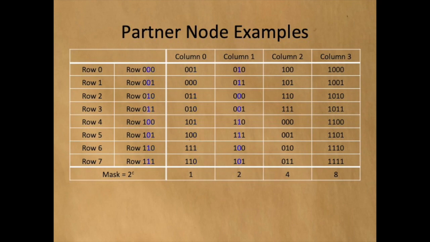When the parents are in column 1, the partner of row 0 is row 2, which differs by having bit 1 of the row ID flipped, and the partner of row 2 is row 0, which also differs by having bit 1 of the row ID flipped. This pattern holds for all rows in column 1. When the parents are in column 2, the partner of row 0 is row 4, which differs by having bit 2 of the row ID flipped. The partner of row 4 is row 0, which also differs by having bit 2 of the row ID flipped. This pattern holds for all rows in column 2.